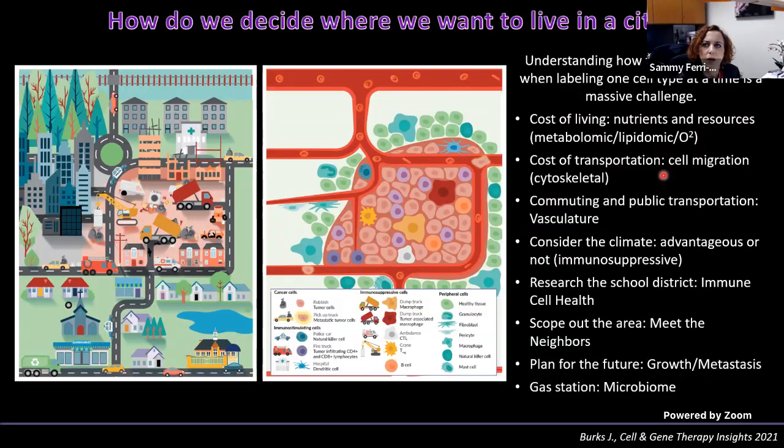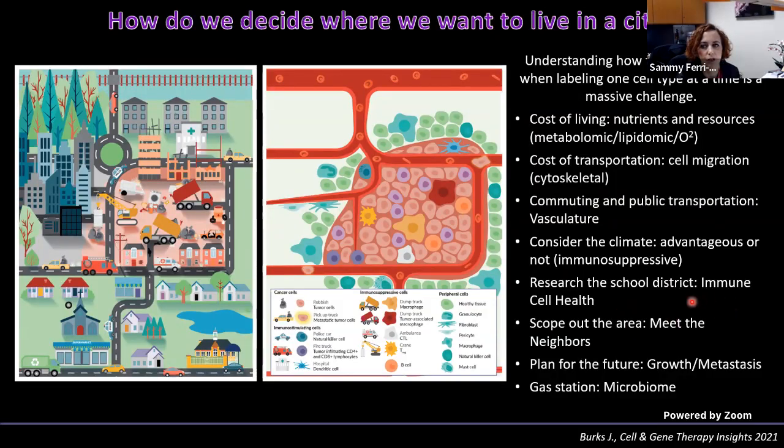So for example, you would consider the cost of living, which can be compared to nutrients and resources, so metabolites, lipids, and oxygen. You would consider the cost of transportation, which can be compared to cell migration. If you have to commute to work, you will consider if there is a possibility for public transportation, which can be compared to vasculature. You would evaluate the climate, if you think it's advantageous or not, so immunosuppressive or not. If you have kids, you would research the school district, which could be compared to the immune cell health.